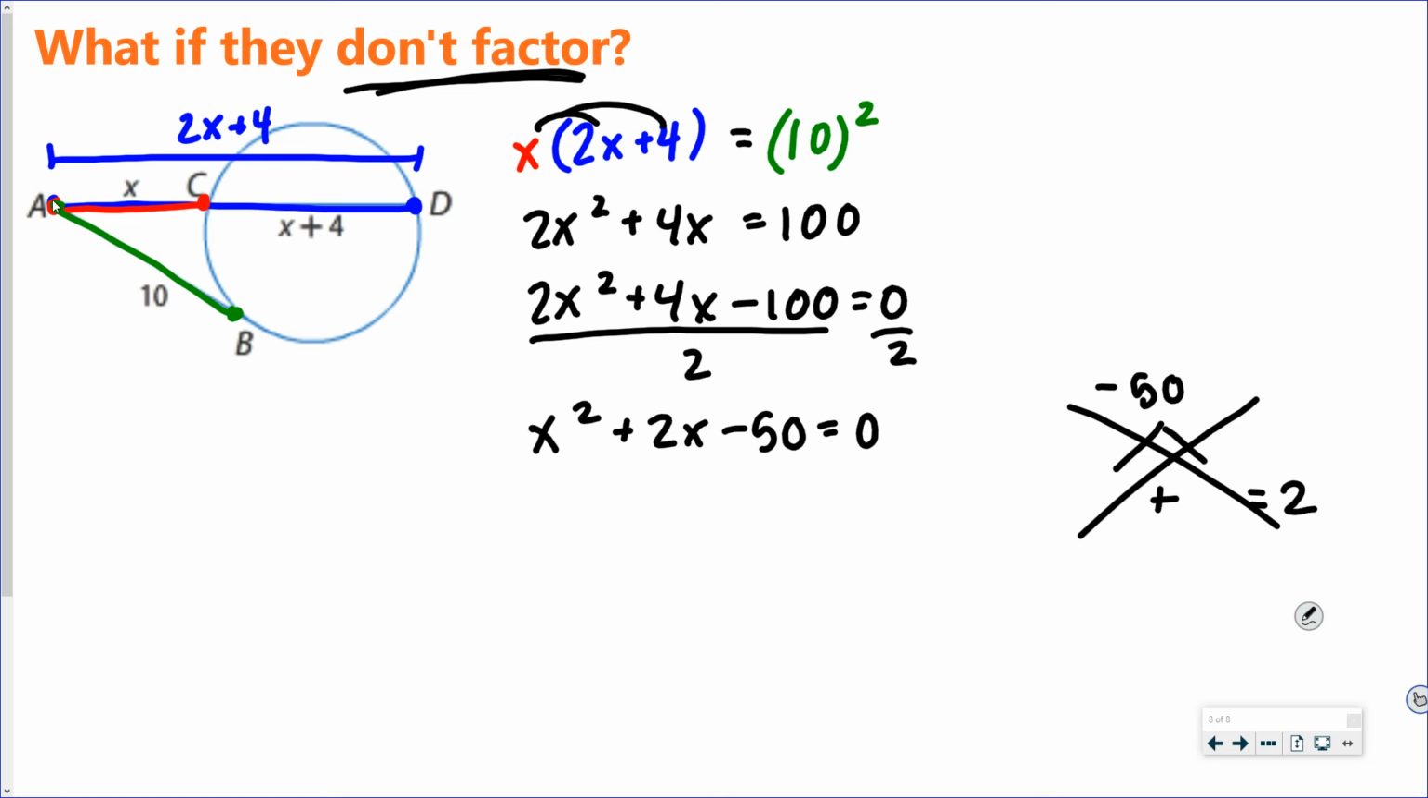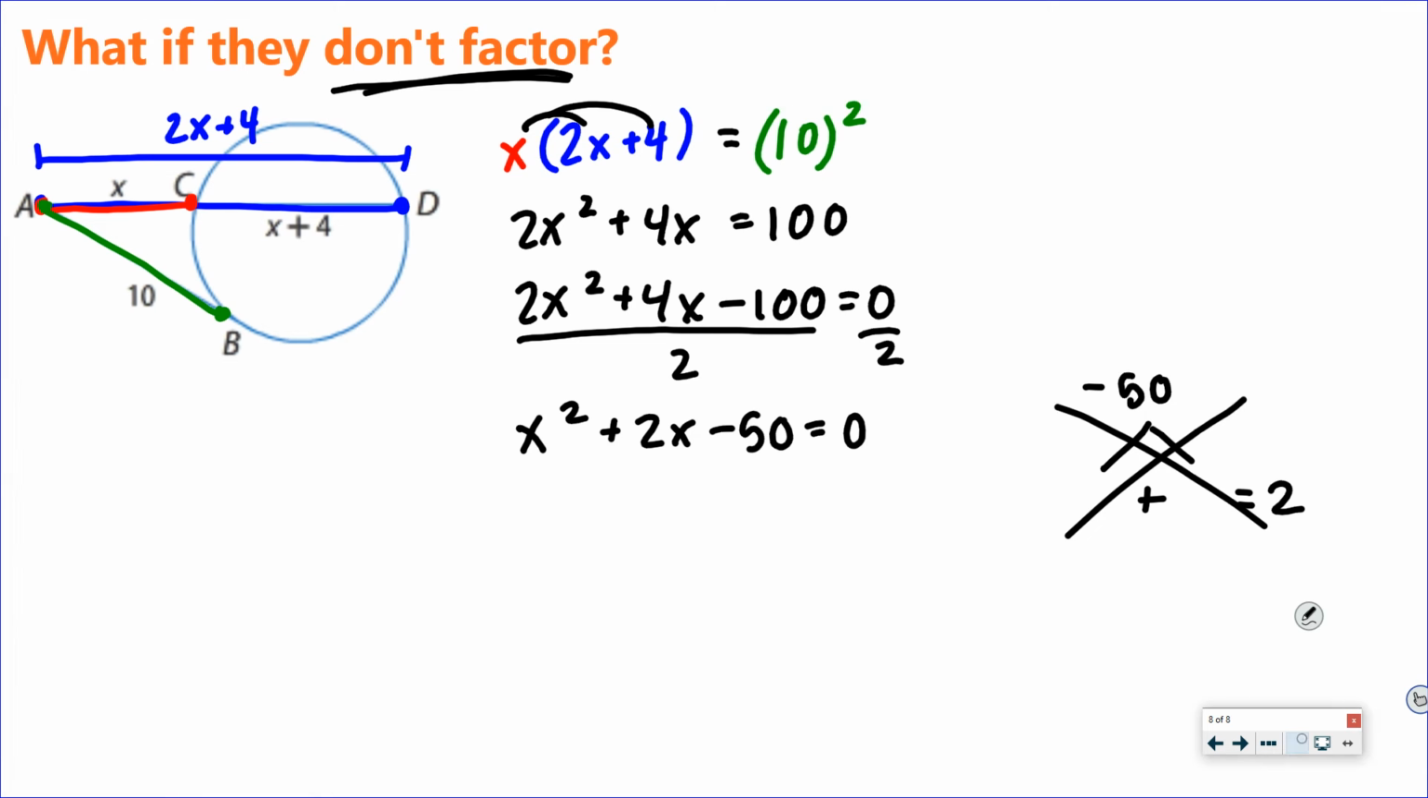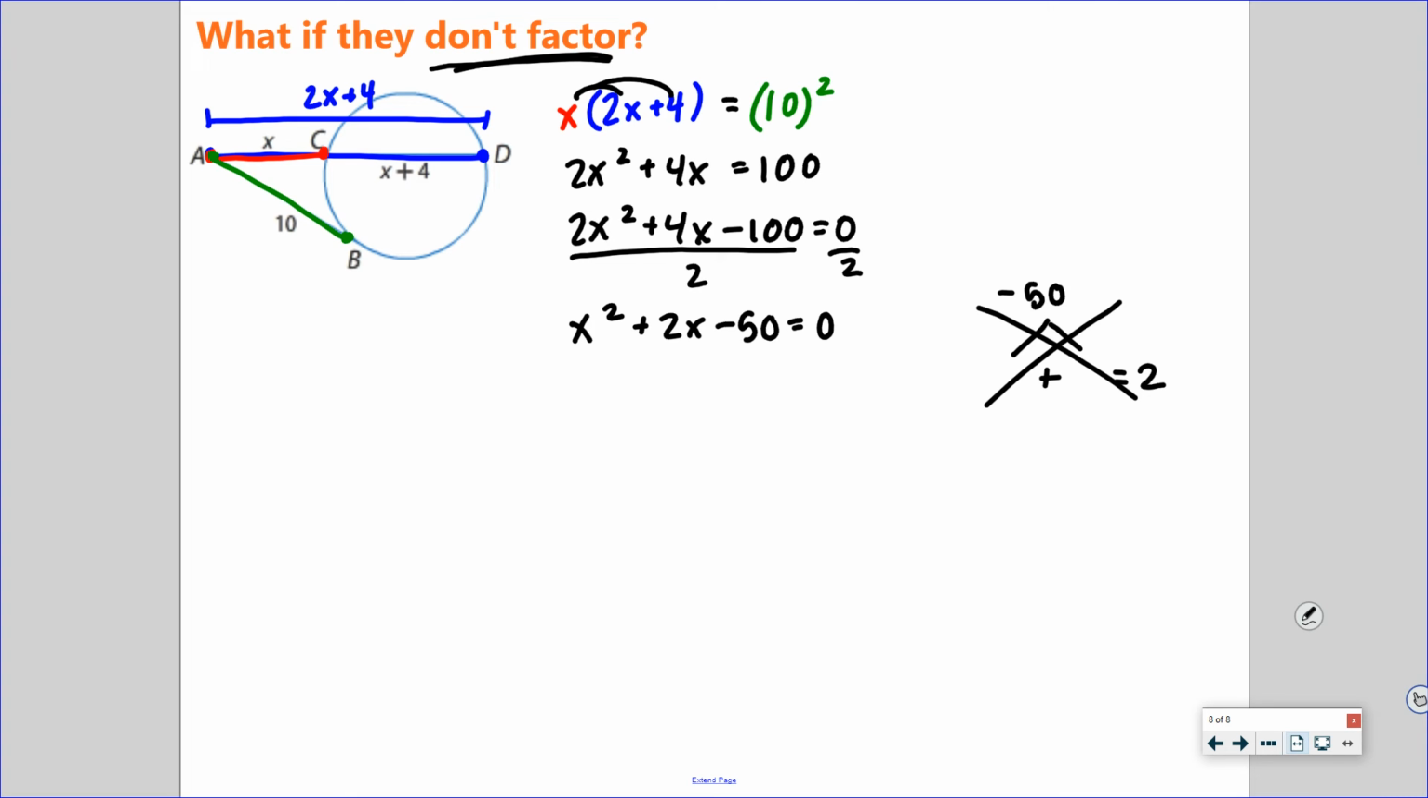Anybody know what I'm referring to? Yes. You could guess and check, but you'd be there for a while because they're not nice numbers. I like your thinking, though. Let me ask my Algebra 2 students in the back. If quadratic equations don't factor, how do we solve them? Other methods. Give me an example. Like this. How do we solve that?